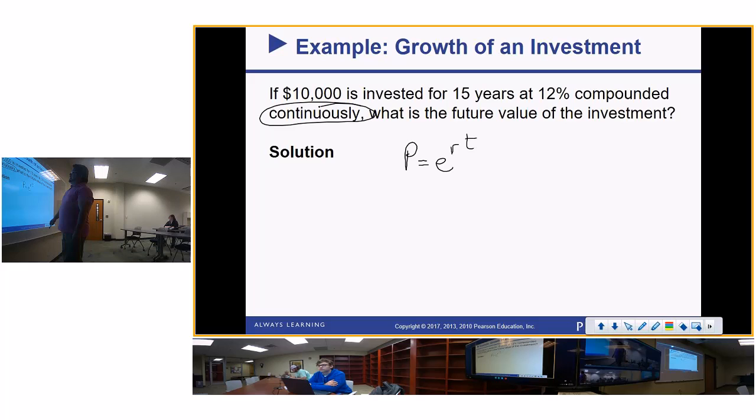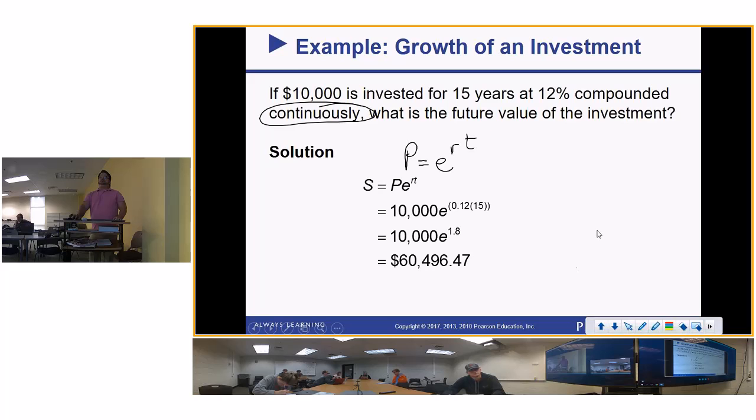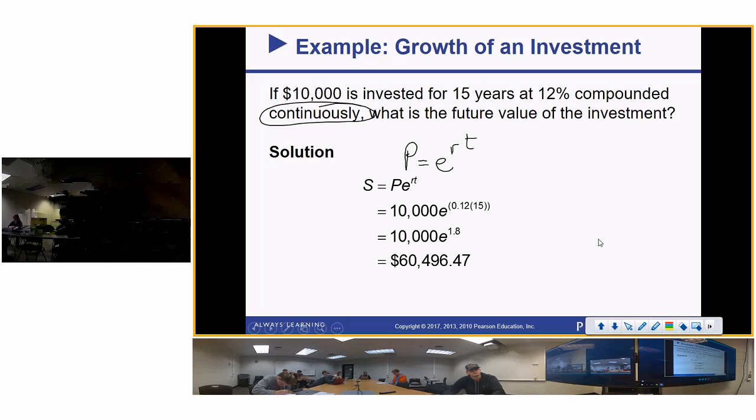So if $10,000 is invested for 15 years at 12%, what is the future value? Okay? What is the future value? And you plug and chug. I'm sorry, S is equal to PE to the RT. My bad. S is equal to P E to the RT, because P is the principal. Okay? And 10,000 E to the, and you use your calculator.